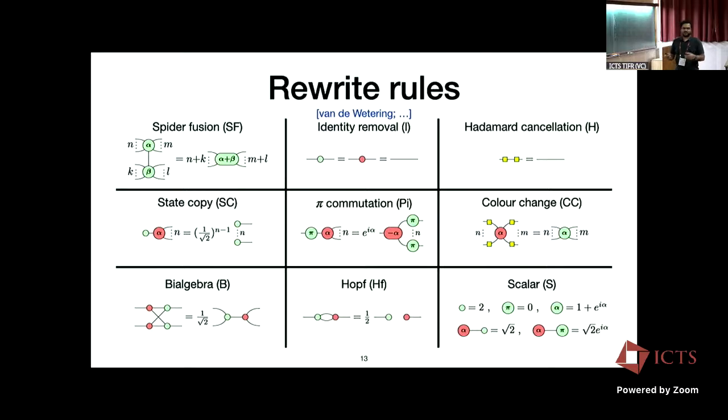And color change is when a Hadamard changes X to Z or Z to X. It's the generalization of that. I don't have a very intuitive picture of these two rules, but take my word for it, these are true statements. When you have two red spiders connected to two green spiders in a 2-to-2 fashion, you can replace them with one green and one red spider in this way. And whenever a green and red spider are connected by two lines, you can just chop them off. And finally, any ZX diagram that has no inputs or outputs is a scalar. These are some of the scalars that you might encounter.